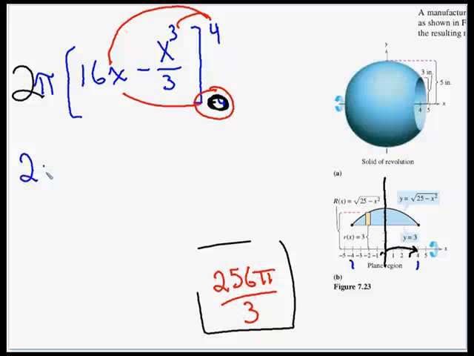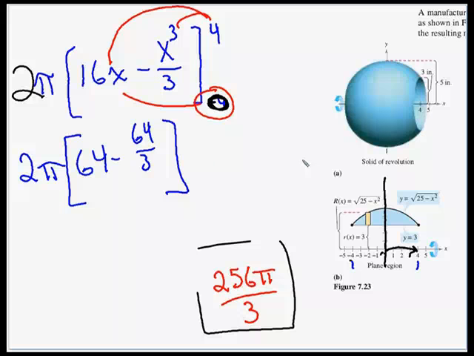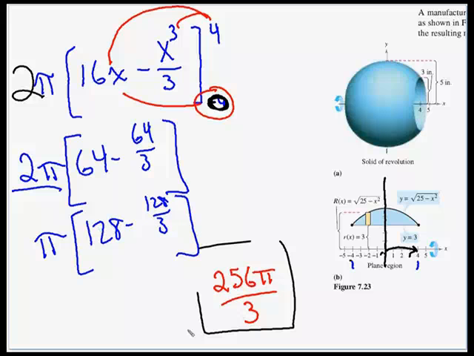So the 2 pi is out front. Drop in the upper limit, 64 minus 64 thirds. And then we would drop in our lower limit, 0, and get a minus 0. And then we would just distribute this 2, and we'd have pi times 128 minus 128 thirds. And that looks just like what we found before. Final answer will be the same, 256 pi over 3.